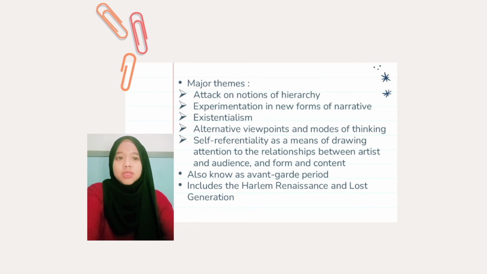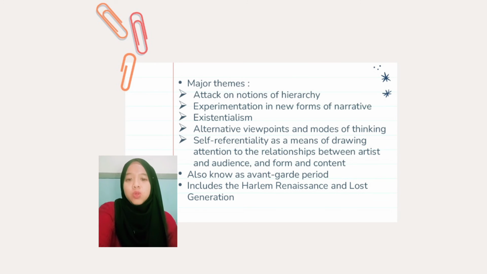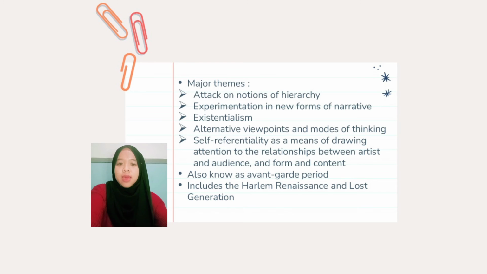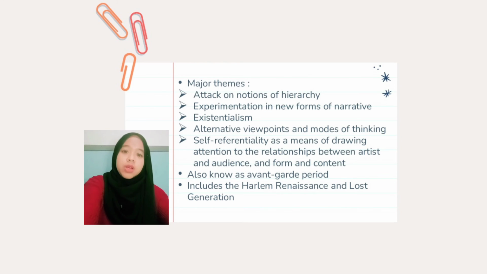Therefore, major themes of this literary period include attacks on the notions of heresy, and experiments in new forms of narrative such as stream of consciousness. It utilizes philosophy such as existentialism. It utilizes alternative viewpoints and modes of thinking, and it also tries new tactics such as being self-referential as a means of drawing attention to the relationship between artist and audience and form and content.